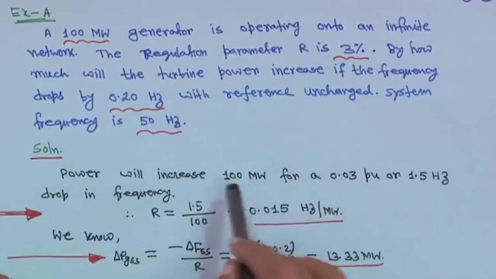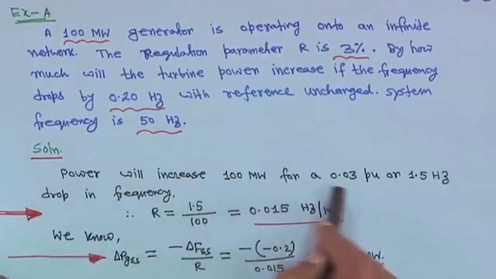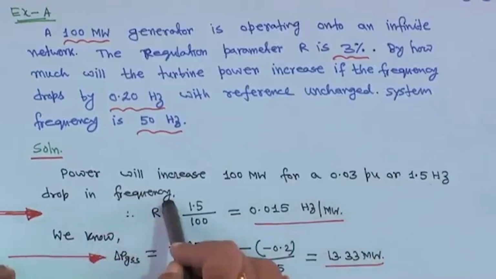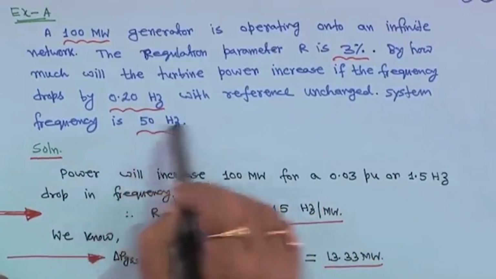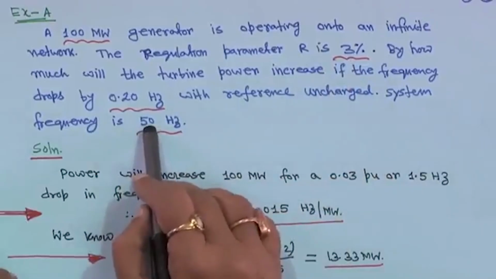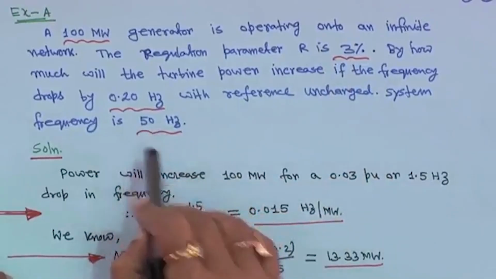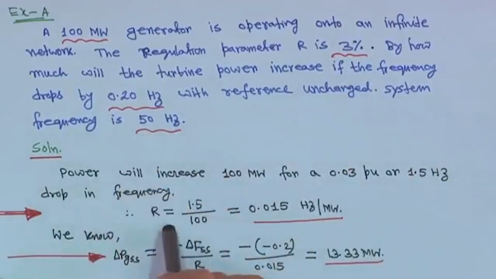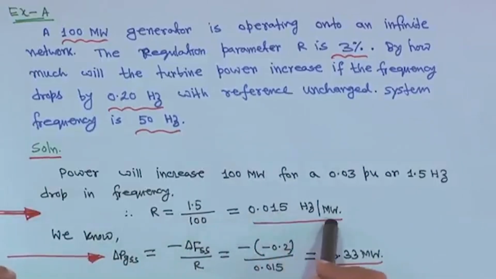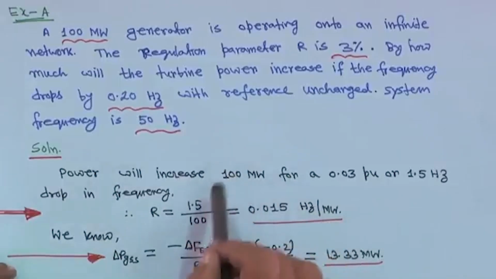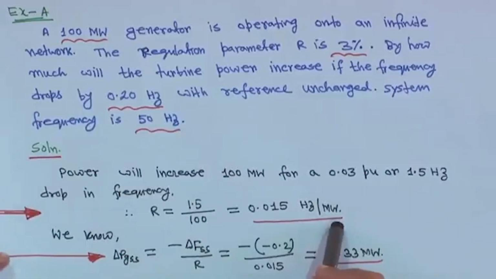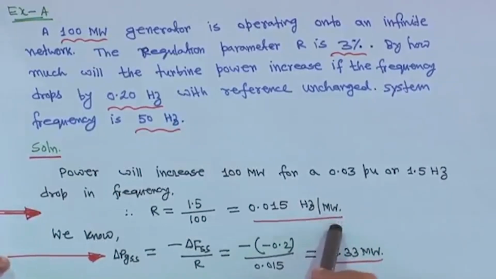R is 3% means that power will increase 100 megawatt for a 0.03 per unit drop in frequency, because it is a 50 hertz system. So 3% of 50 hertz means 1.5 hertz. So R will be 1.5 upon 100, that is 0.015 hertz per megawatt, not per unit, because it is 100 megawatt. We are not converting to per unit anywhere; it is hertz per megawatt.